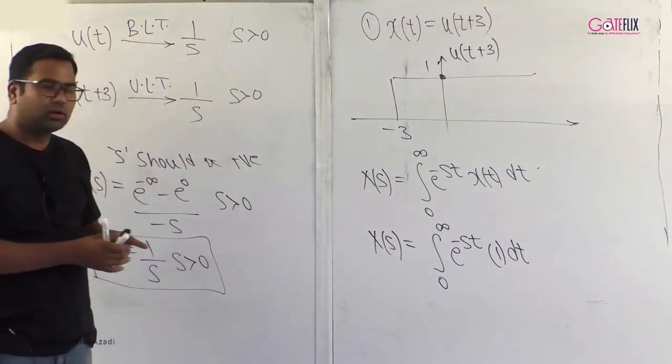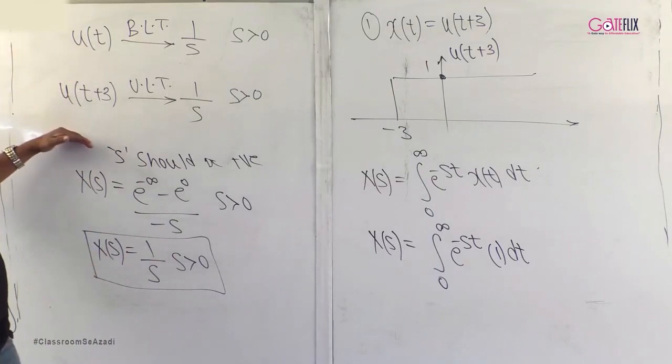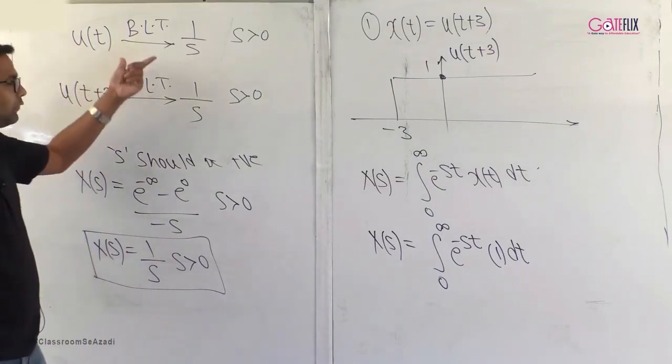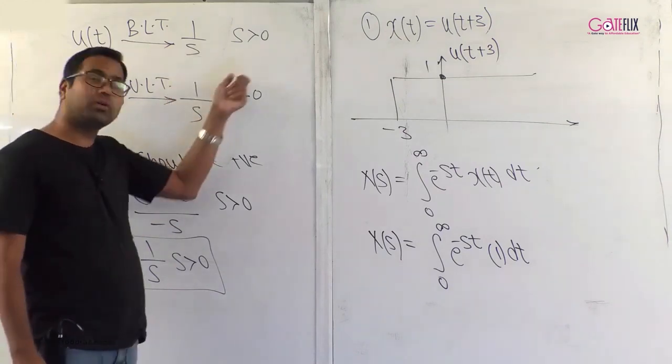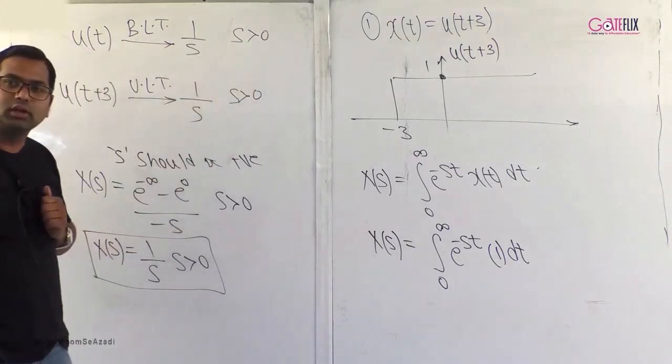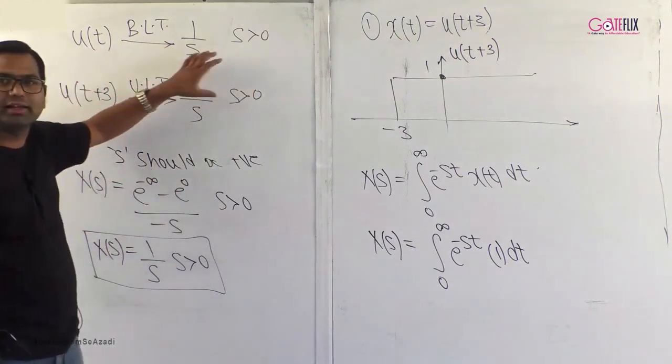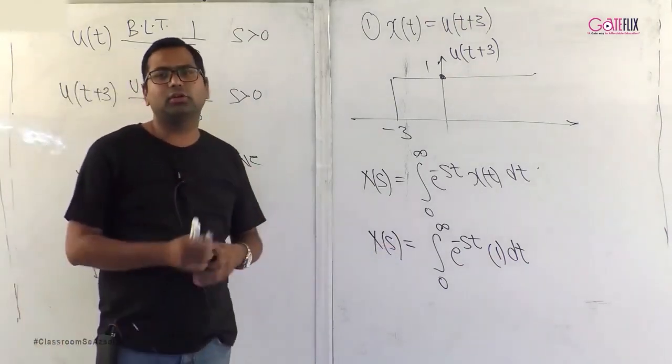As you can observe, we have two different signals. One we have solved for bilateral, the other we have solved for unilateral. Their Laplace transform and ROC are same. The signals are different. Why the answer is same is because of the limit of integration.